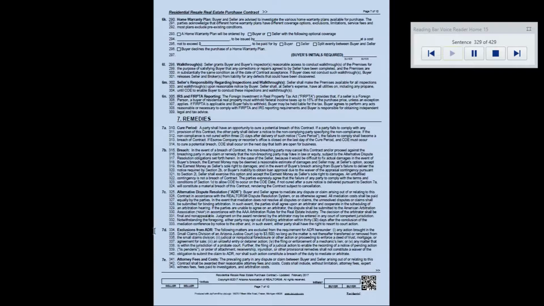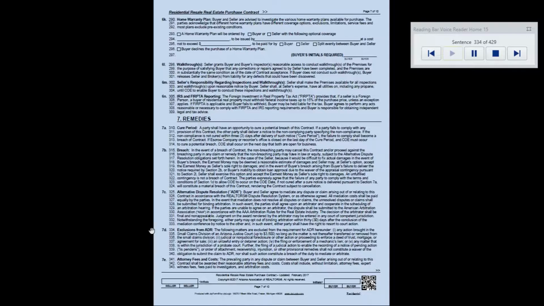7D. Exclusions from ADR. The following matters are excluded from the requirement for ADR hereunder. 1. Any action brought in the Small Claims Division of an Arizona Justice Court, up to $3,500, so long as the matter is not thereafter transferred or removed from the Small Claims Division. 2. Judicial or non-judicial foreclosure or other action or proceeding to enforce a deed of trust, mortgage, or agreement for sale. 3. An unlawful entry or detainer action. 4. The filing or enforcement of a mechanic's lien. Or, 5. Any matter that is within the jurisdiction of a probate court.